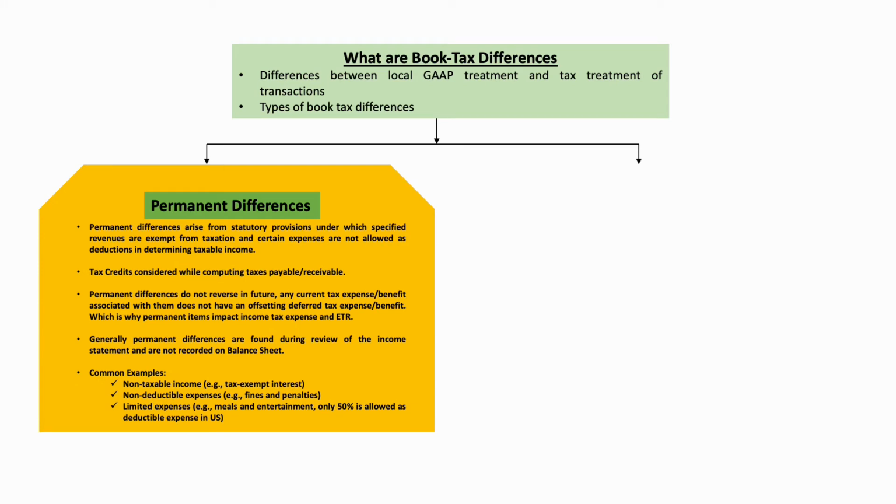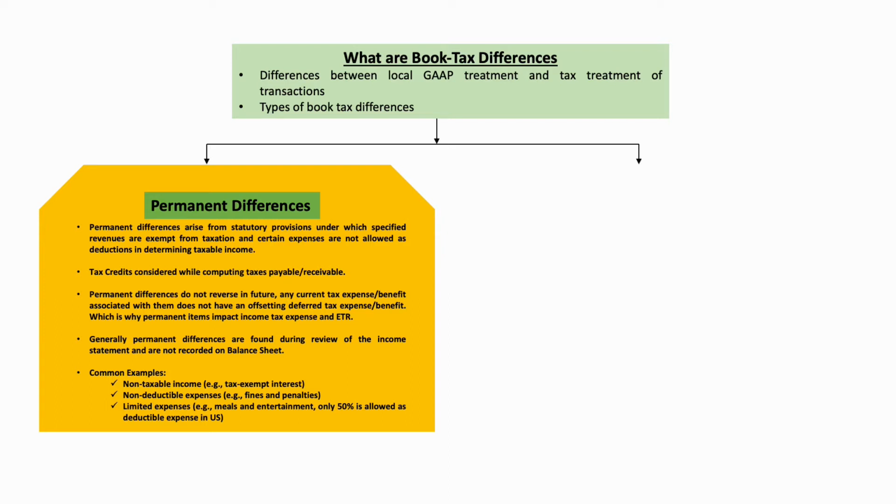So as the name suggests, permanent differences are created due to the differences in the tax laws and GAAP principles, and they are permanent in nature, so they never reverse. There's no timing differences in permanent differences, and they never reverse, and hence they are not reported on balance sheet. So permanent differences may increase your taxable income versus your book income, or they may decrease your taxable income versus your book income.